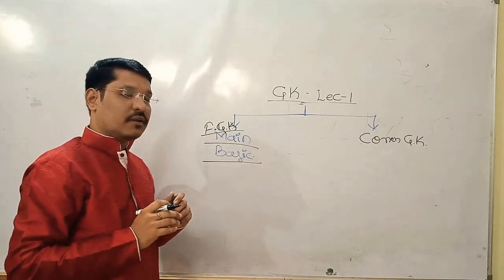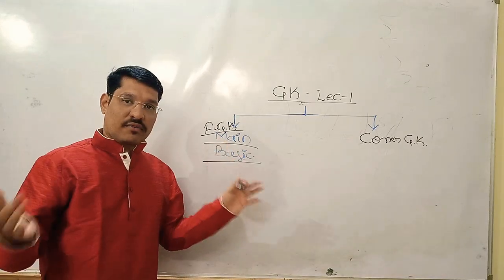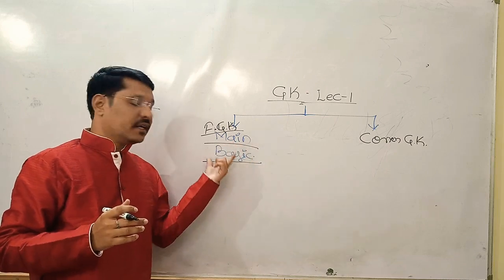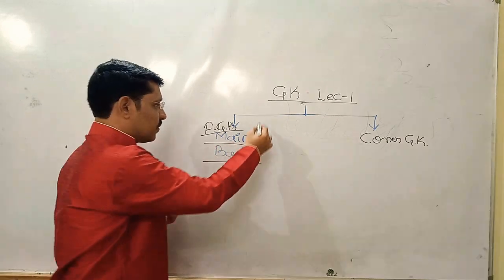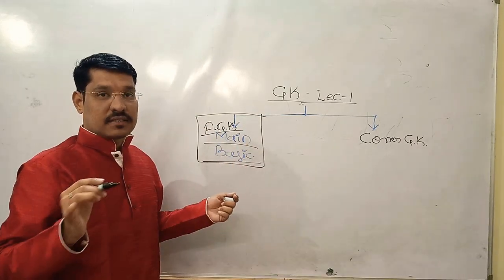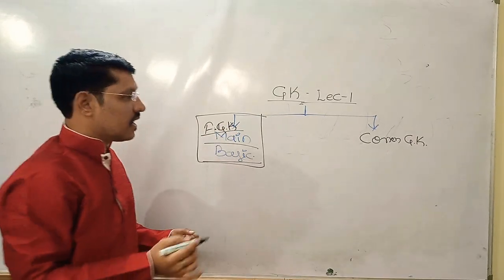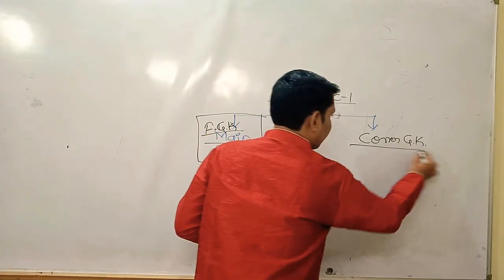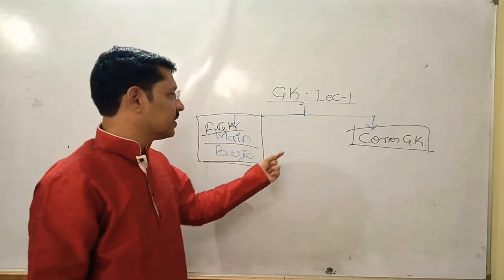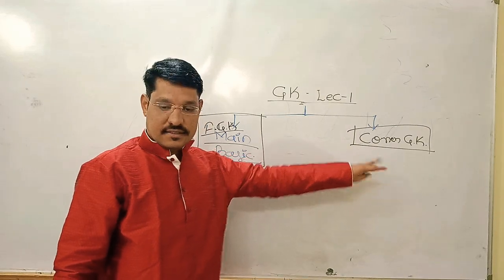For example, who invented that? Who is the father of economics? Who is the father of so and so? When was it? It is almost all related to the history of all the subjects, and that goes to fixed general knowledge. The next one is current GK, which may change every month or year to year.